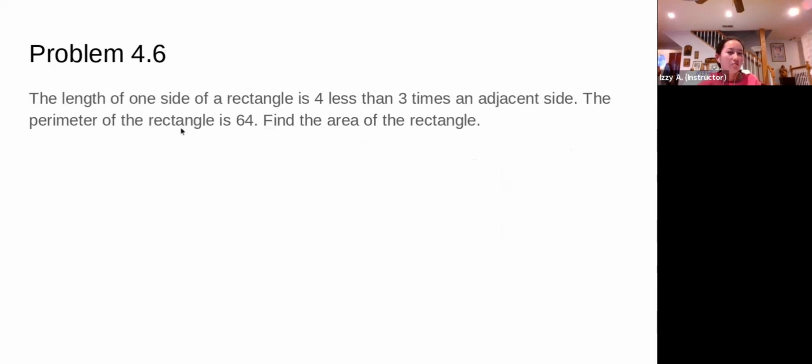Okay, next we have problem 4.6. The length of one side of a rectangle is 4 less than 3 times an adjacent side, and the perimeter of the rectangle is 64. Find the area of the rectangle.